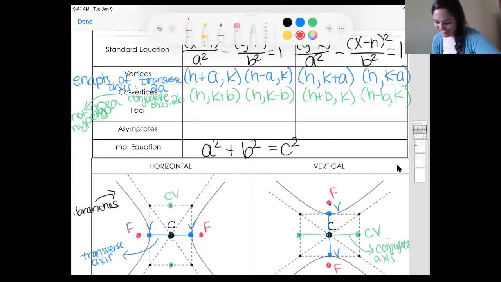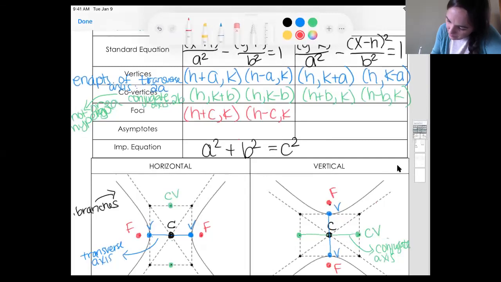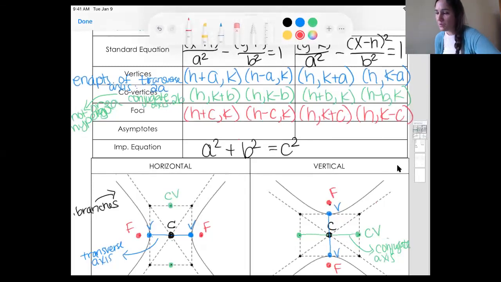All right, guys. So our equation that we can use, if we like our equations, we could have h plus c, k; h minus c, k; and h, k plus c; h, k minus c. Okay.